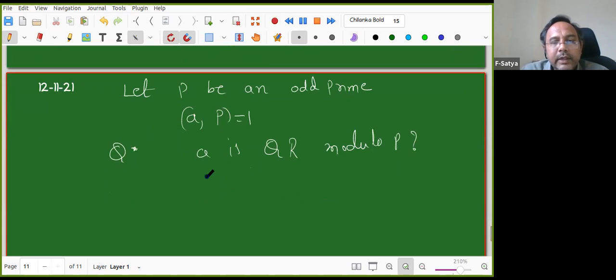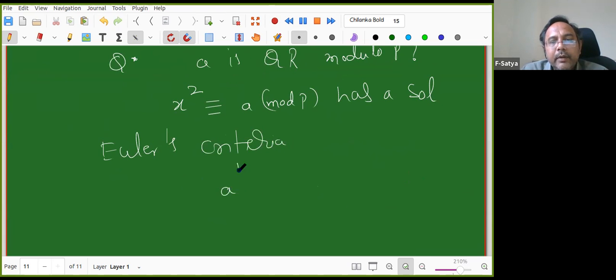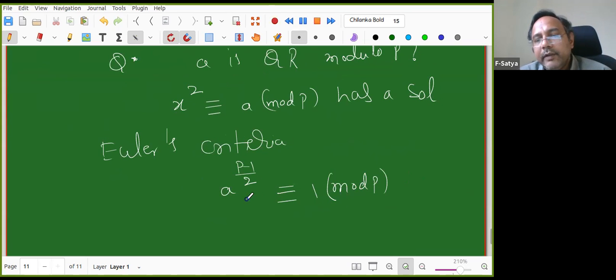Okay, so that is by definition: when A is a quadratic residue modulo P, x squared is congruent to A modulo P has a solution. There is a definition, right? But Euler gave a criterion. Euler's criterion is A to the power (P minus 1)/2 is congruent to 1 modulo P. But are there any other ways? Okay, today we are going to discuss those.